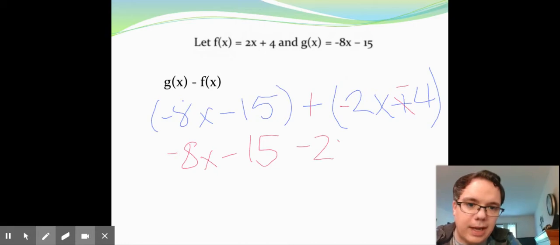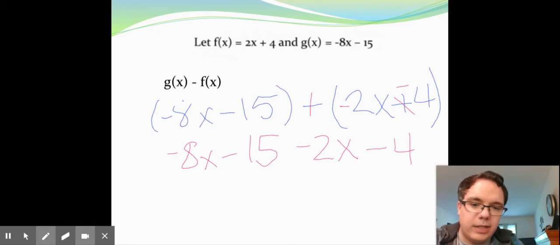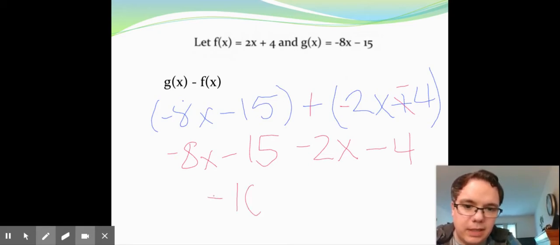So we essentially have negative 8x minus 15 minus 2x minus 4. So negative 8x minus 2x is negative 10x. Negative 15 minus 4 is negative 19. That is as simple as we can get.